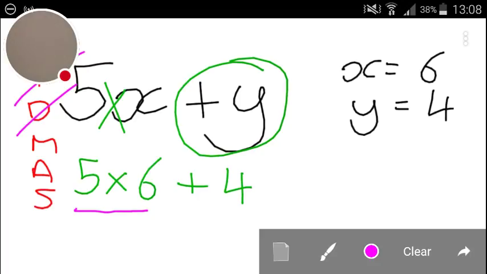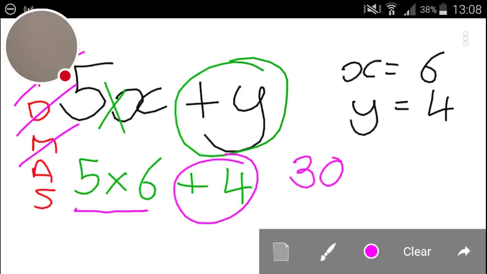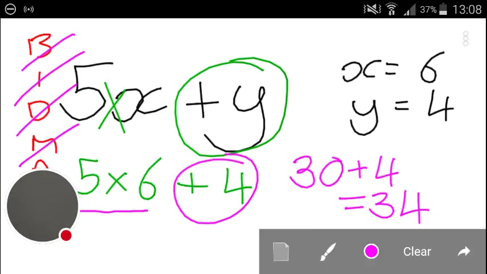5 times 6, which gives me 30. And then that's all my multiplication is done. And then I've got this plus. 30 plus 4 equals 34. So 5x plus y when x equals 6 and y equals 4 equals 34.